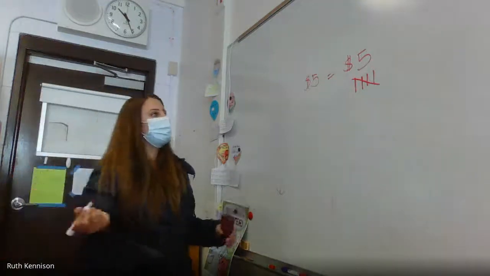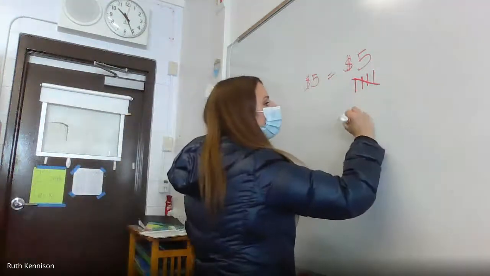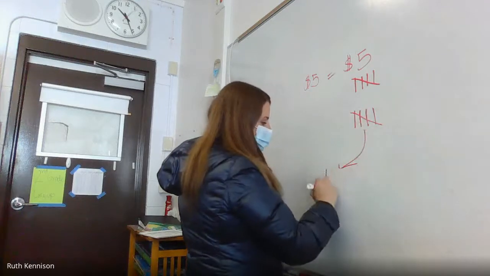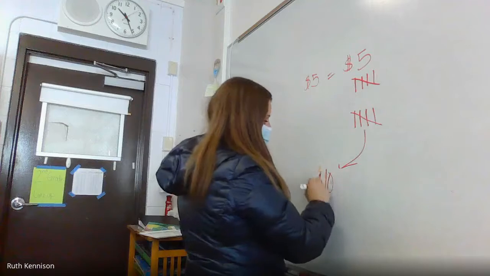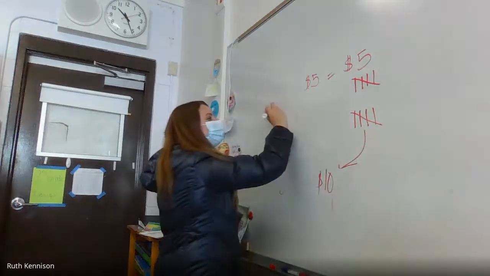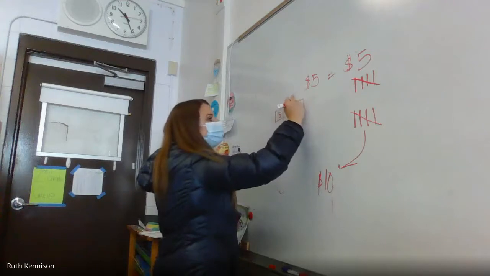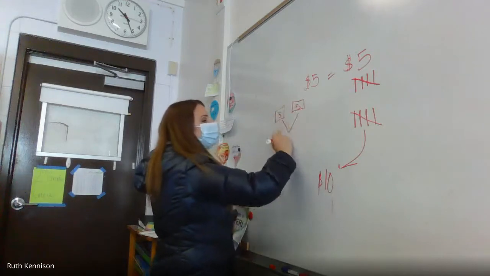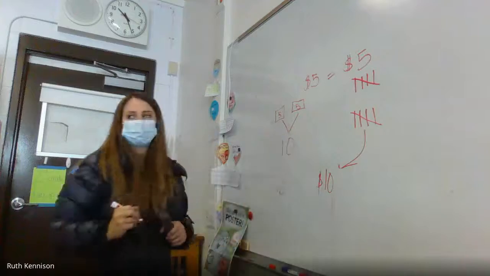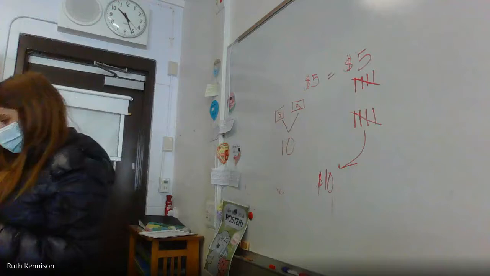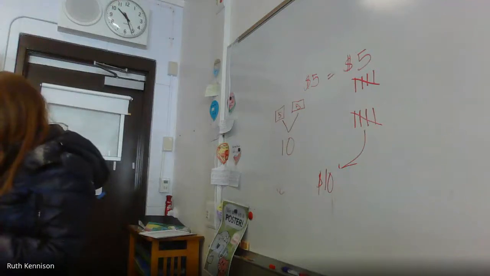If I had another 5 $1 bills, 5, then that would be worth $10, right? Or if I had 2 $5 bills, 5 and 5, that would be worth $10, right? 5, 10. Or you count by.